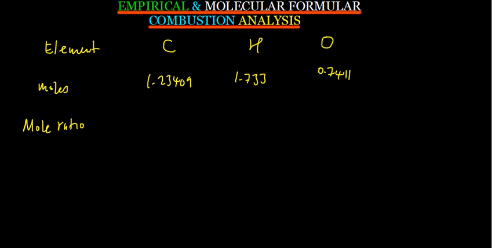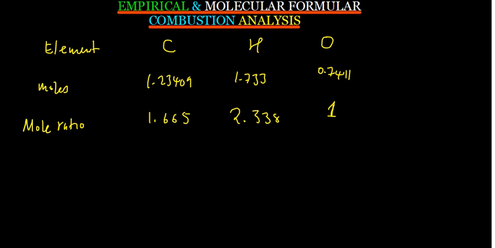Oxygen. So meaning that here we're going to get 1 because we're going to divide by itself. And then for the rest, 1.23409 divided by 0.7411 has given me about 1.665. And then the other one, 1.733, divided also by 0.7411, that is going to be about 2.338.